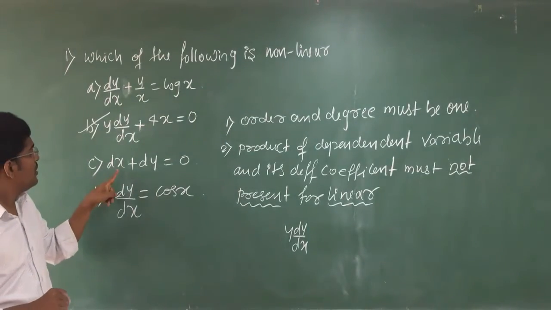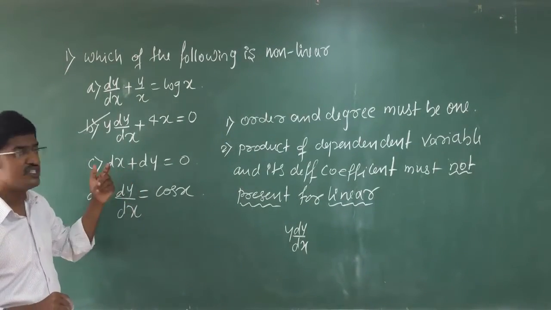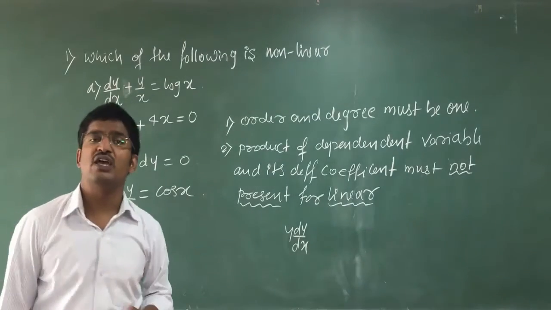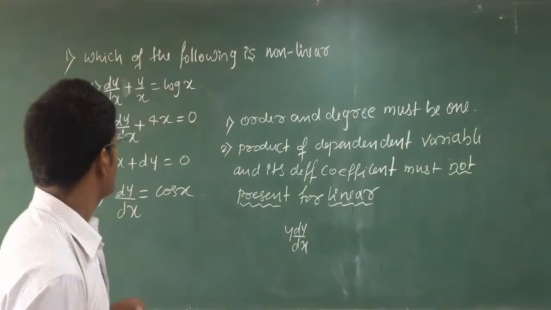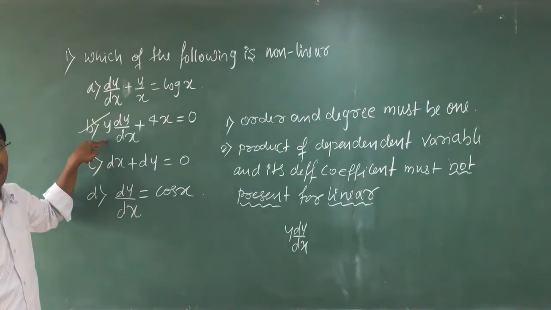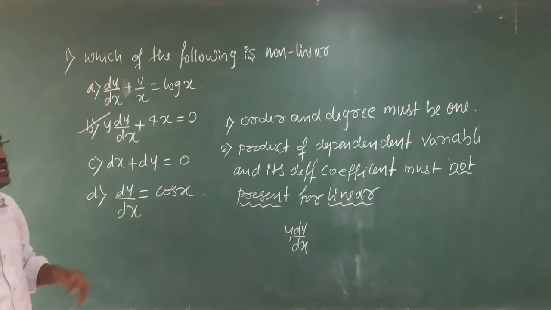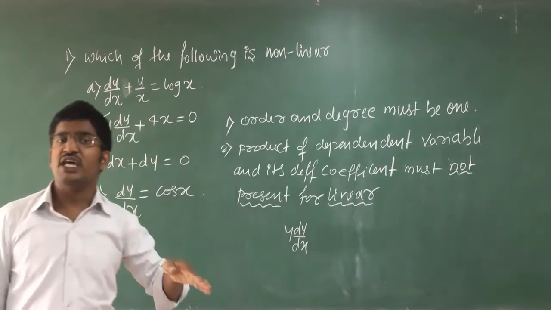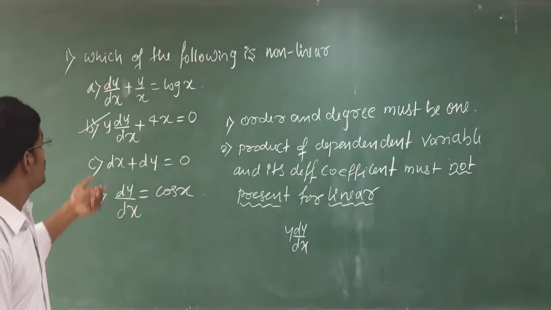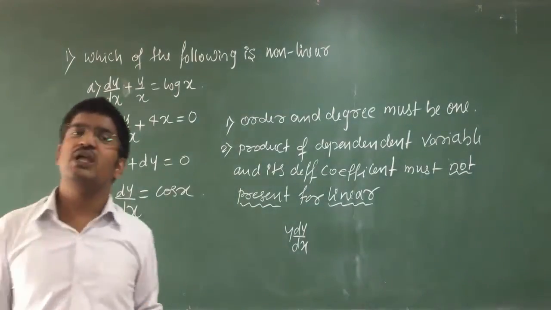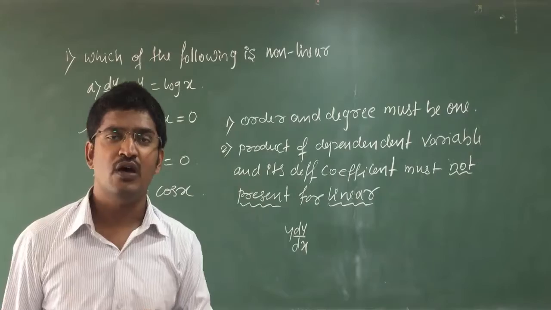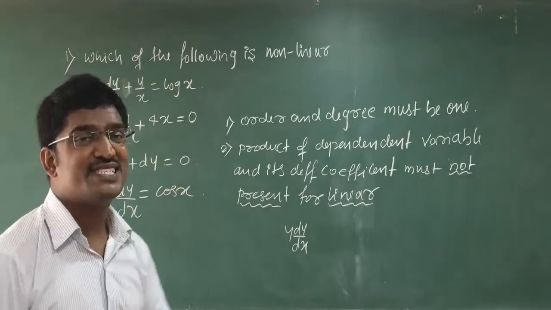Come to the third one. dx, no coefficient. dy, no coefficient, no problem. dy by dx, here no coefficient, no problem. So option B will be the correct answer for which of the following is non-linear. This is non-linear, but this is not linear. Are you getting my point? This is not linear, so it is non-linear. Clear? So option B is correct because the product of the dependent variable and its differential coefficient are both present in product form. Okay. Now let us go for the next problem.